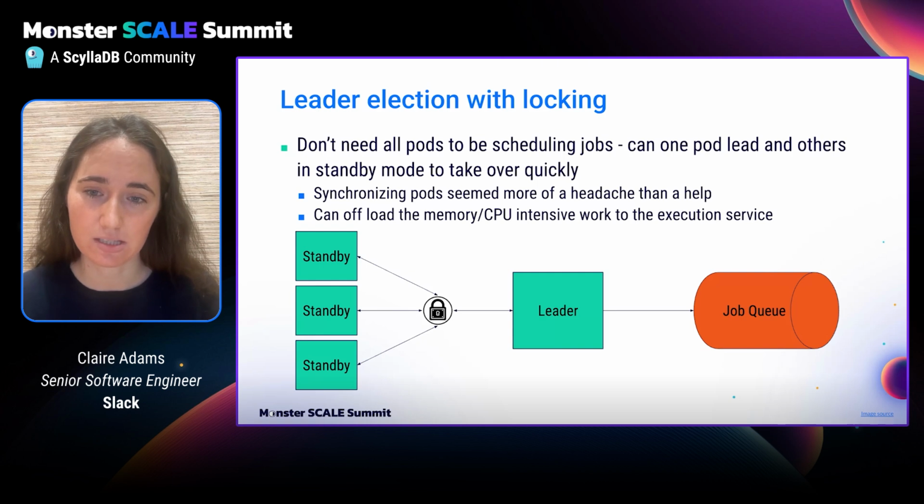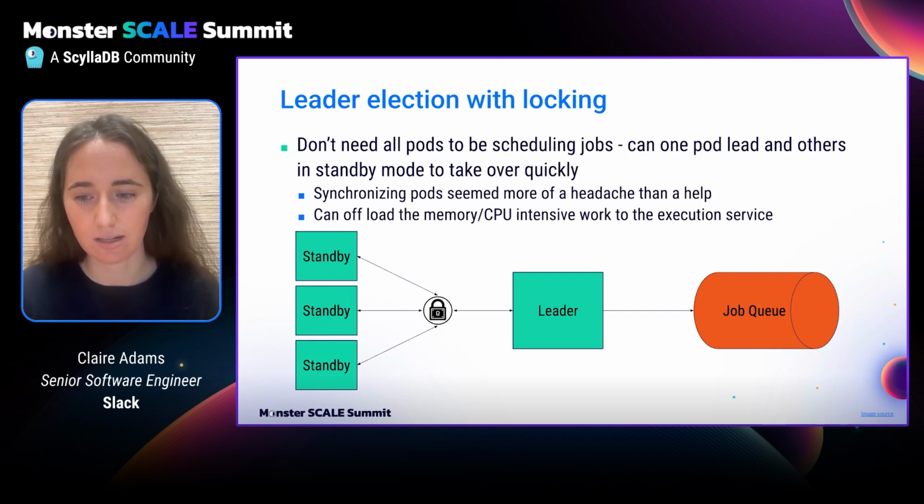And because we were using this job queue system, we could offload the memory and CPU intensive work to it. Whereas before we had one pod that had to be huge so it could run everything locally, we can now just have one leader that all it does is send things to this other service. It's just a couple of lines of code, and it makes it much simpler to maintain and understand.